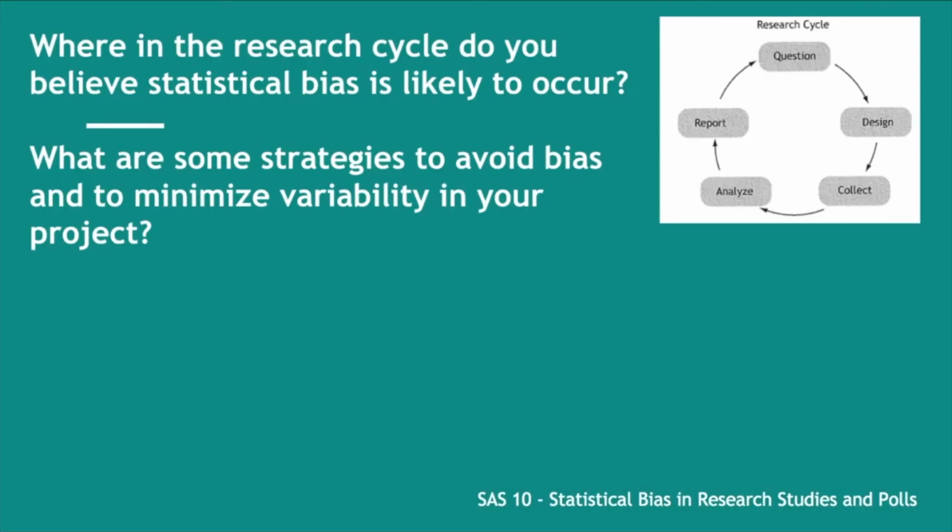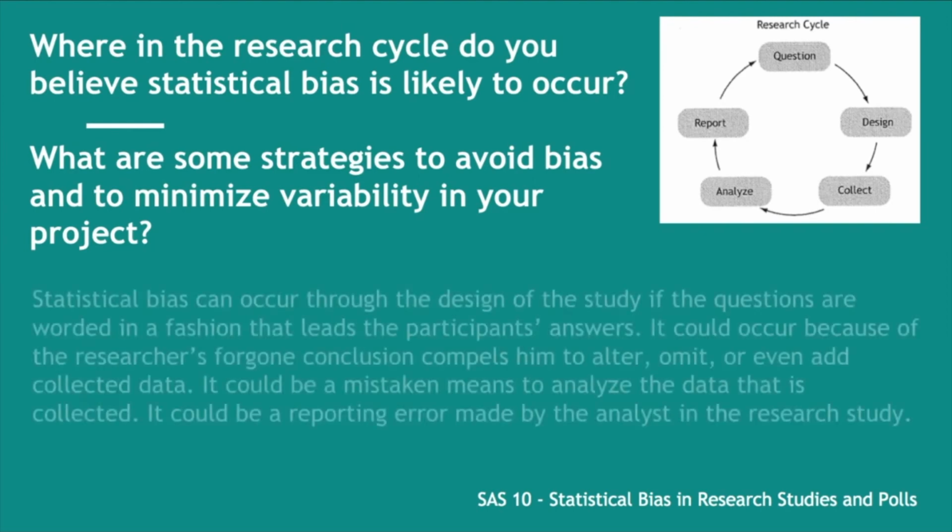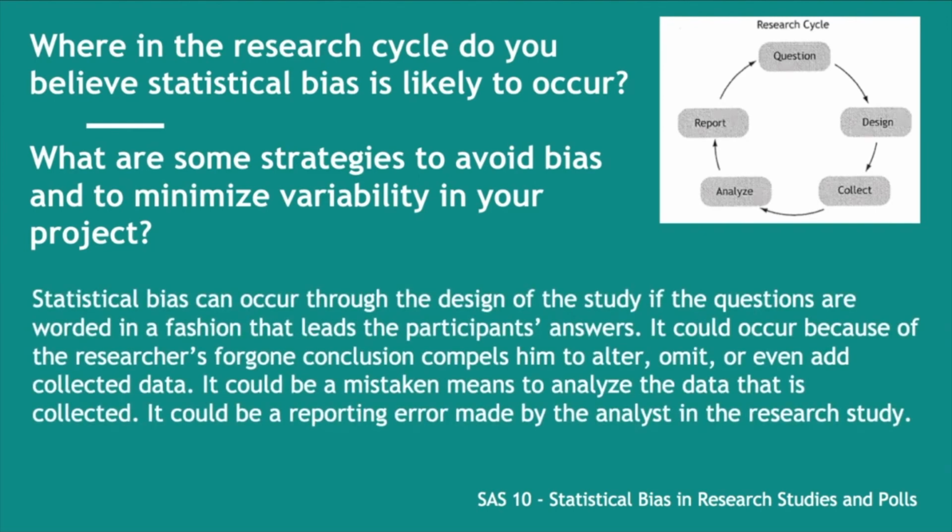Wow. Where in the research cycle do you believe statistical bias is likely to occur? Is it in the question, design, collect, analyze, or report? What are some strategies to avoid bias and to minimize variability in your project? All right, statistical bias can occur through the design of the study if the questions are worded in a fashion that leads the participants' answers. Make sure you design the questions that don't lead, and you can remove that possibility.